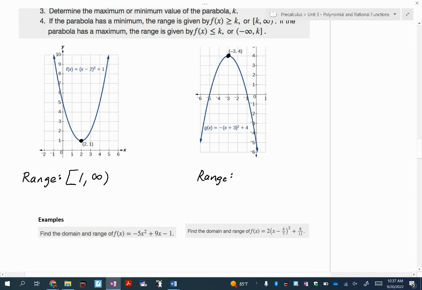When it opens down, your vertex is now a maximum. All right, so your lowest y value is actually going to be negative infinity, and your highest y value from your vertex, right, would give you the end of that range. All right, so just keep in mind when you're doing this for the domain and range.